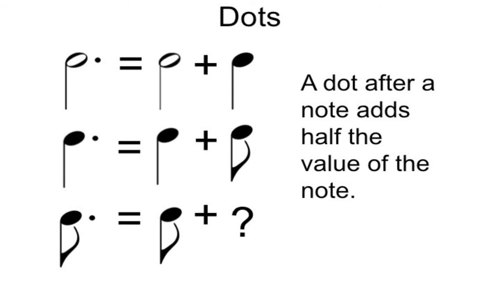A dotted eighth note is equal to an eighth note plus half of an eighth note, which is going to be what? If you said 16th note, you would be correct. A dotted eighth note is equal to the length of an eighth note plus a 16th note. Or if you want to think of it this way, it's equal to the length of 3 16th notes.